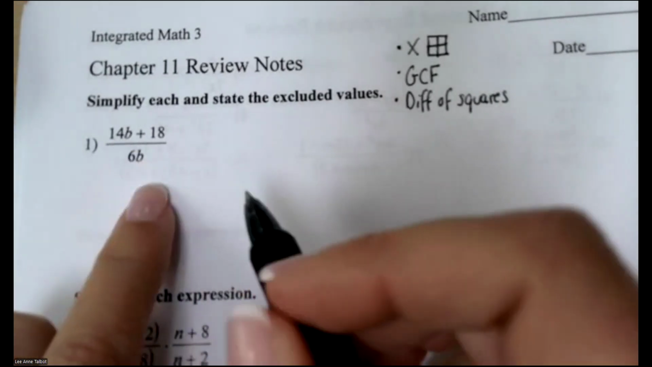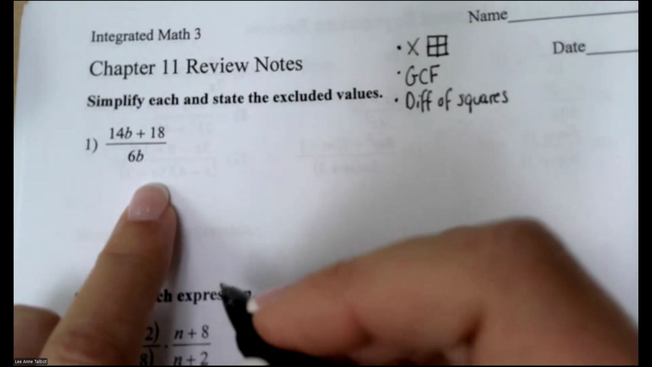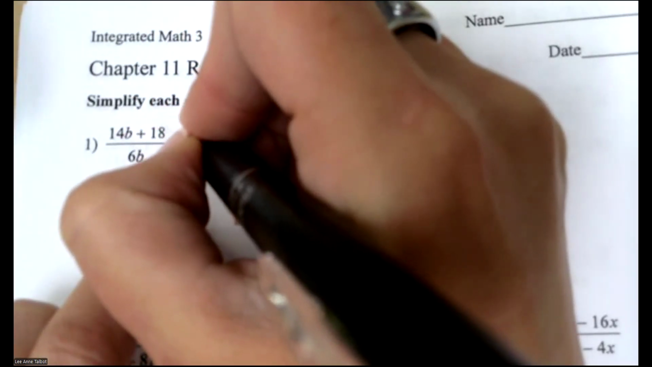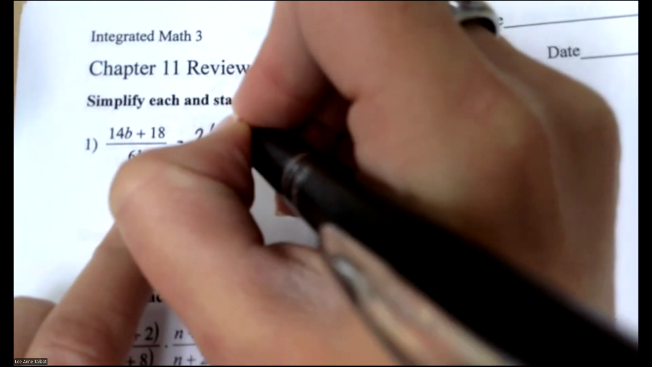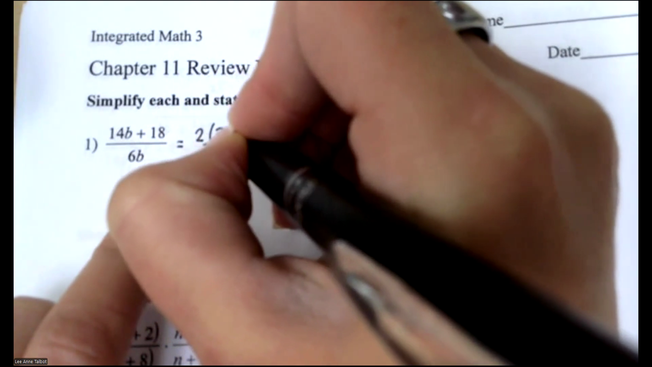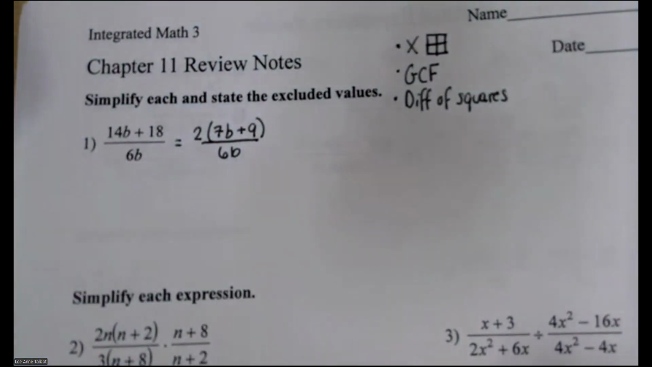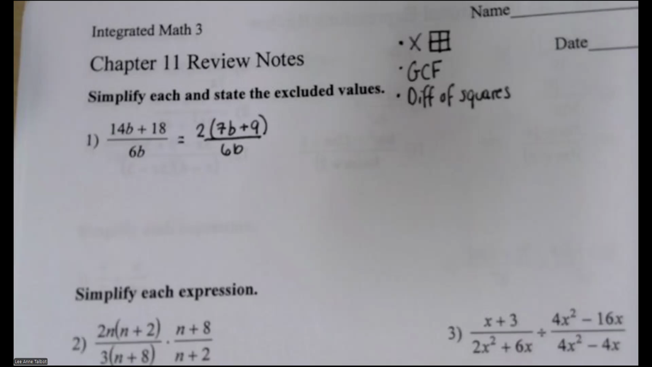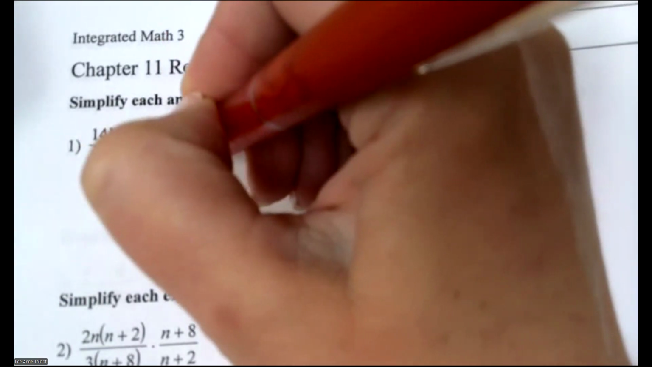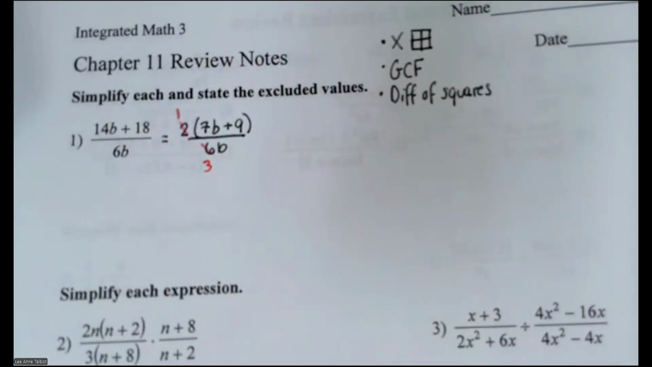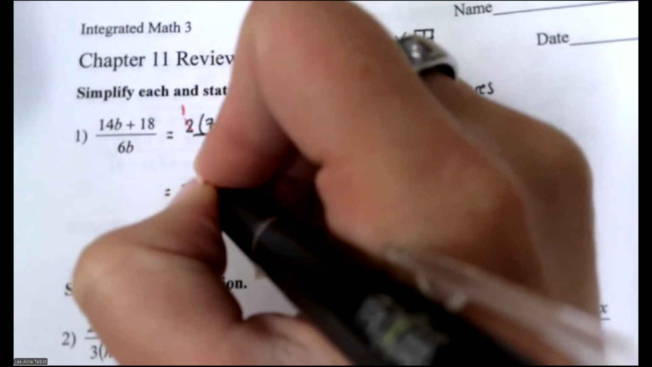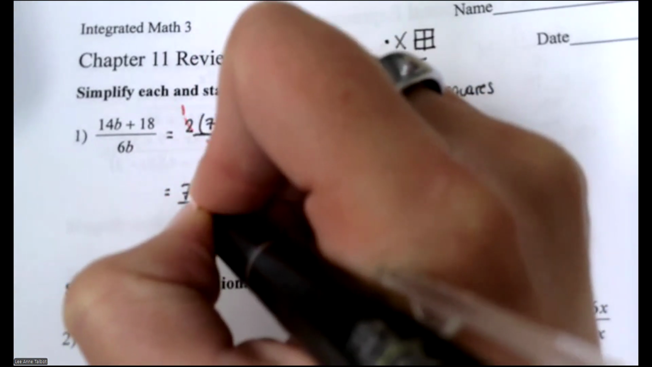And what are those both divisible by? Just two, right? I think just two. So 2(7b plus 9) over 6b. Okay. And then the only thing, some of these are not as satisfying as I want them to be: the 2 and 6 reduce to 1 and 3. And I have 7b plus 9 over 3b.